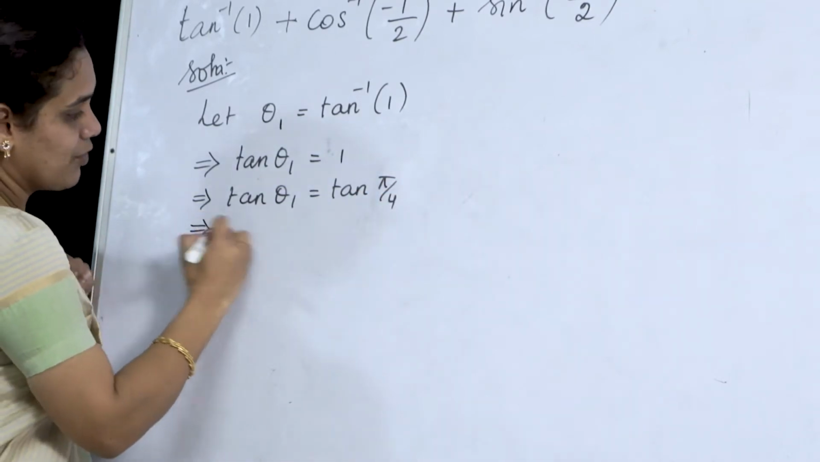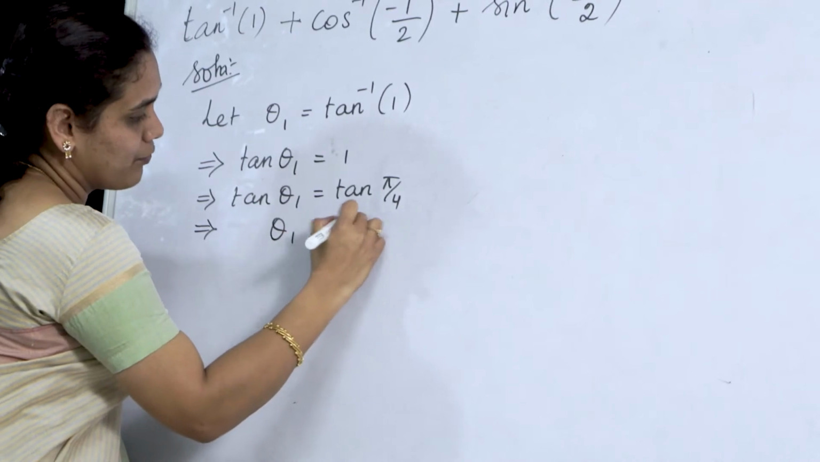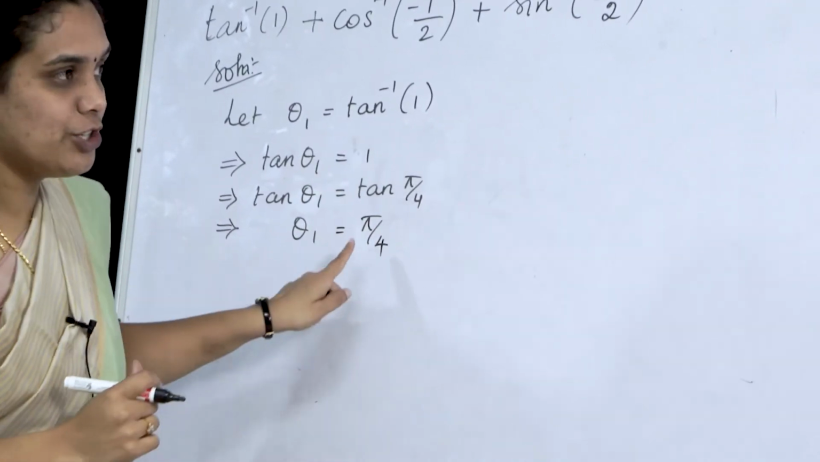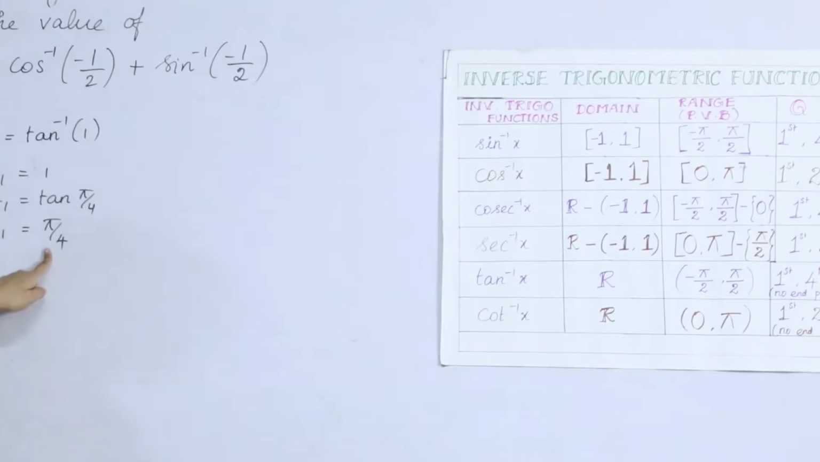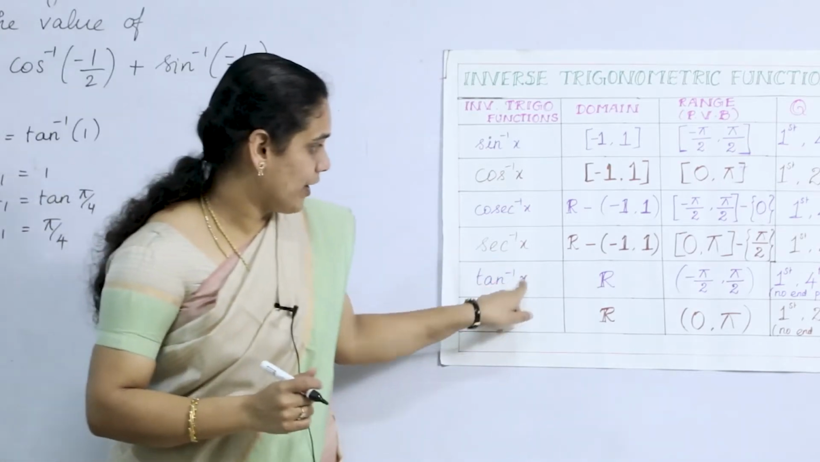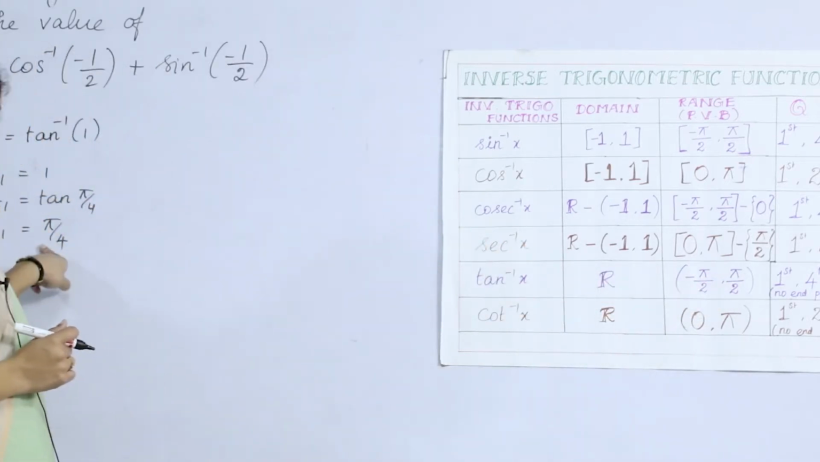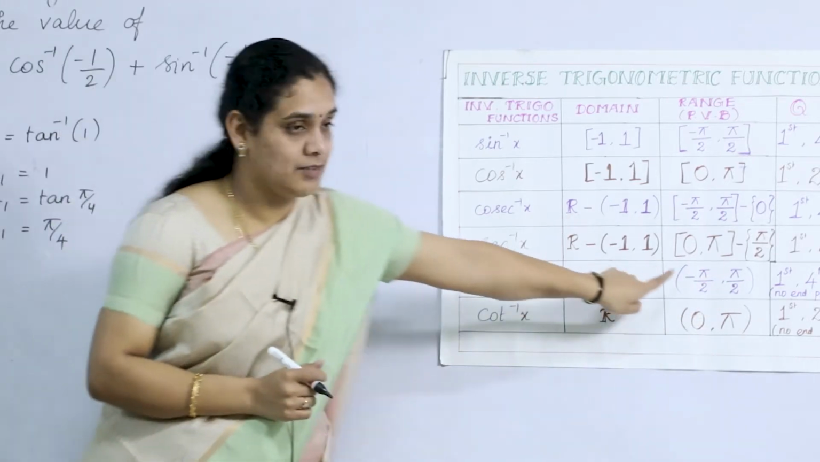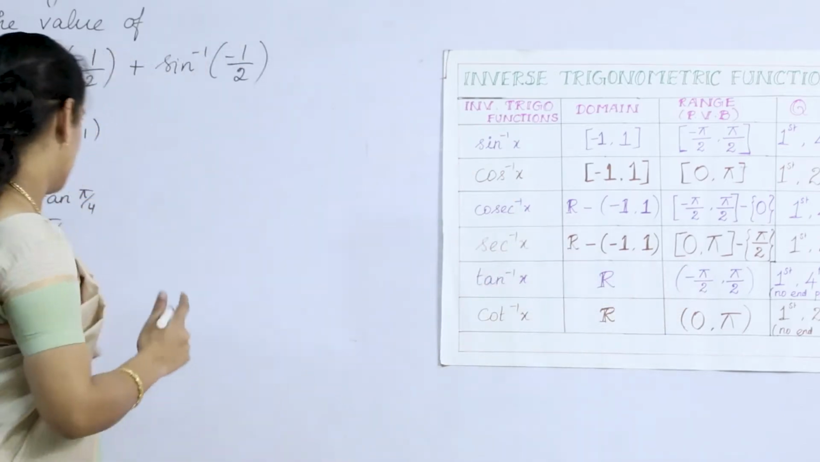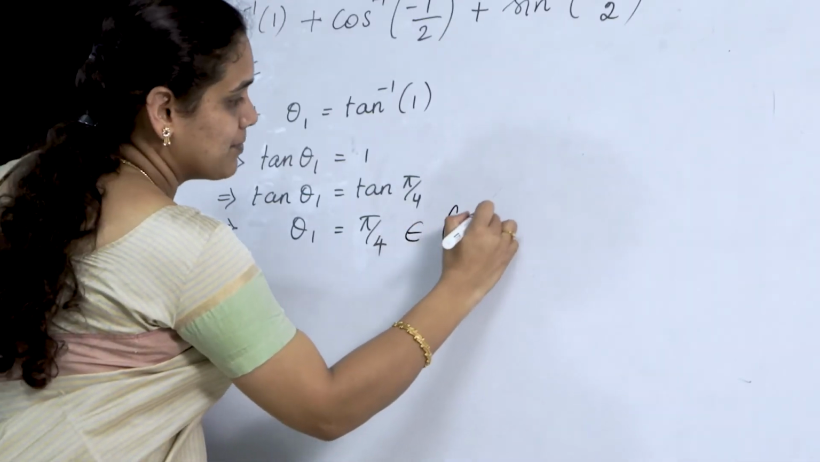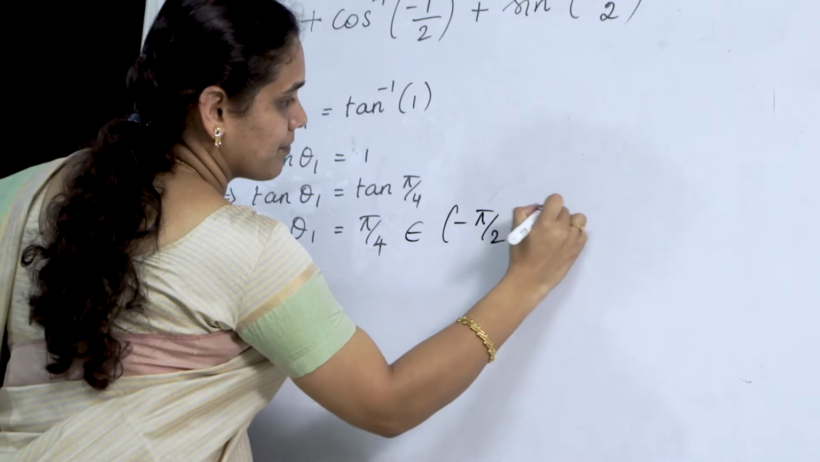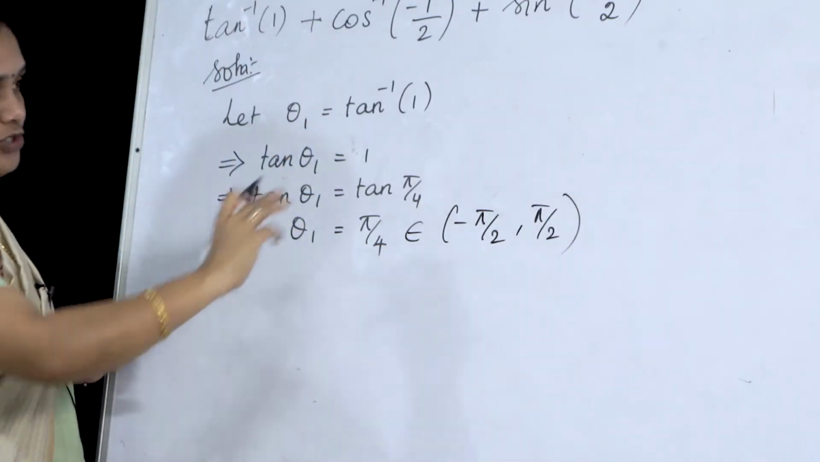In this case, we get theta 1 equal to pi by 4, and it is our duty to check whether this value lies in the principal value interval or not. For tan inverse of x, we have minus pi by 2 comma pi by 2. We got pi by 4, which is 45, so it is in this interval. So, this is our answer. It belongs to minus pi by 2 comma pi by 2. It is very important to check this.